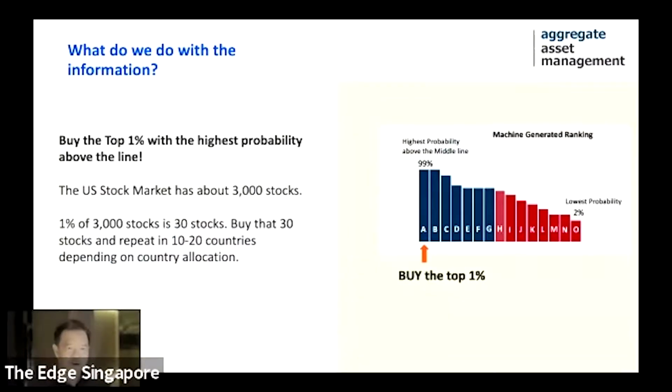So what do we do with all this information? Again, Captain Obvious. Instead of buying the top 10%, just buy the top 1% of the highest probability above the line. So say the US stock market has 3,000 stocks. So 1% is 30 stocks. And then what Eric says, you diversify in 10 or maximum 20 countries. So just repeat this strategy, buy the top 1% in each country's stock market, and repeat this in 10, 20 countries. That's it. It's not too complicated, but the mathematics, the science behind this, well, that's difficult.